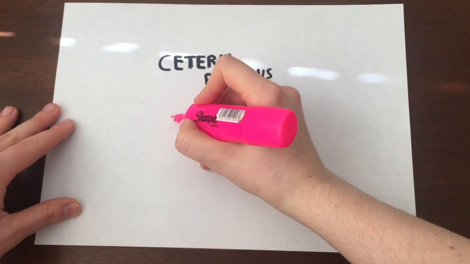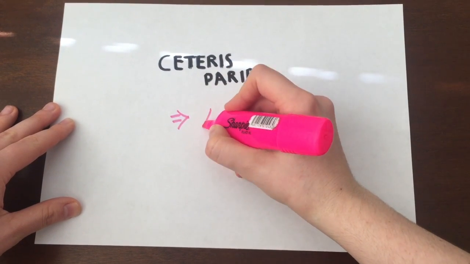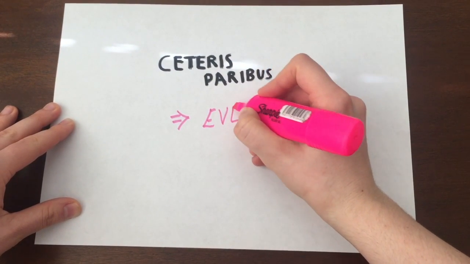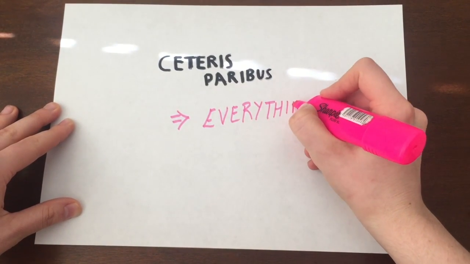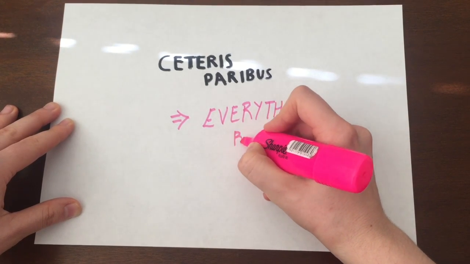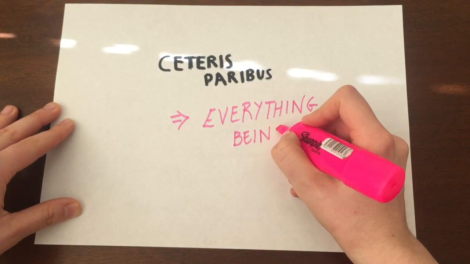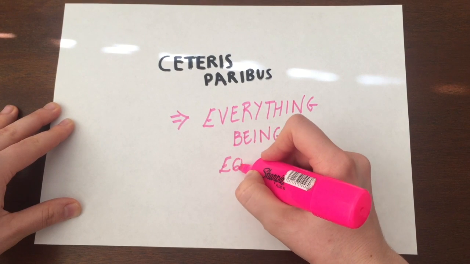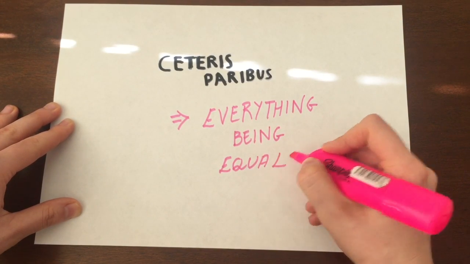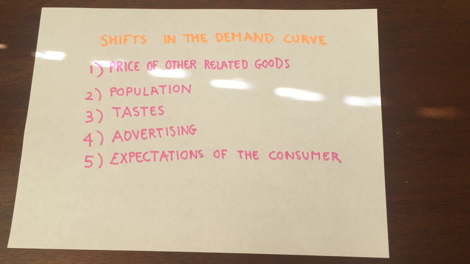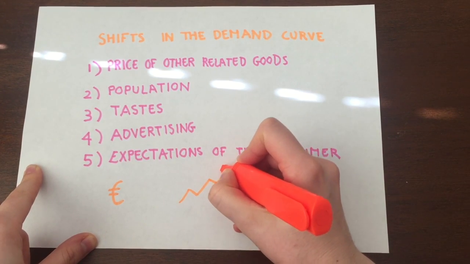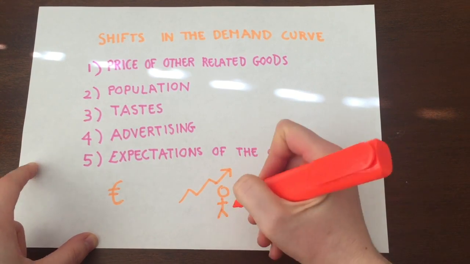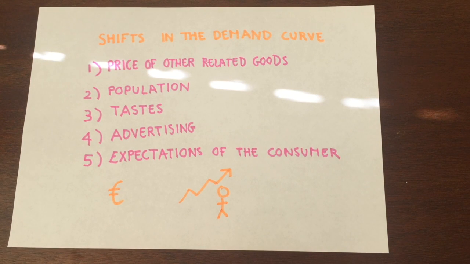So far, the demand we have looked at has involved the condition of ceteris paribus, everything being equal. But this is not always the case. Certain influences cause shifts in the demand curve and movements along the demand curve. A change caused by factors affecting demand other than a change in price will be responsible for a shift in the demand curve. Such factors include the price of other related goods, population, tastes, advertising, and expectations of the consumer.